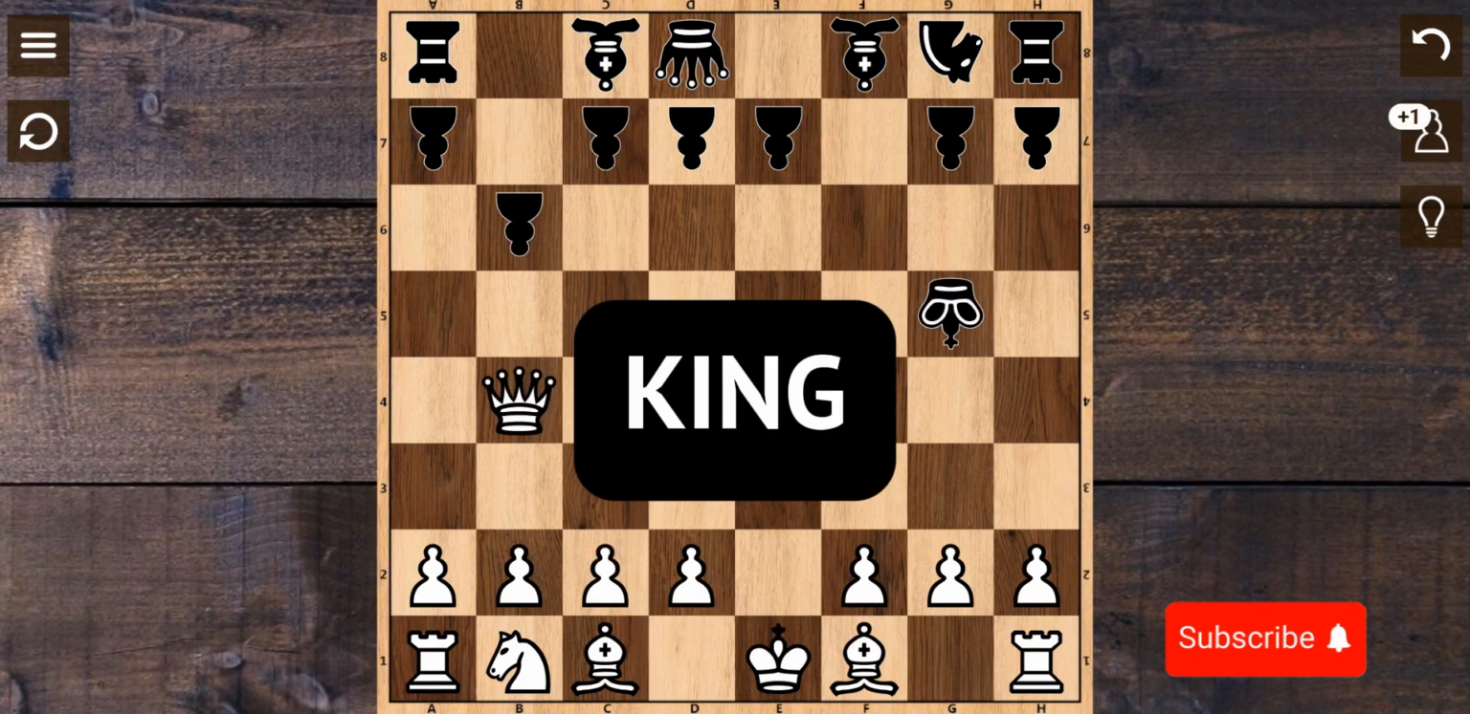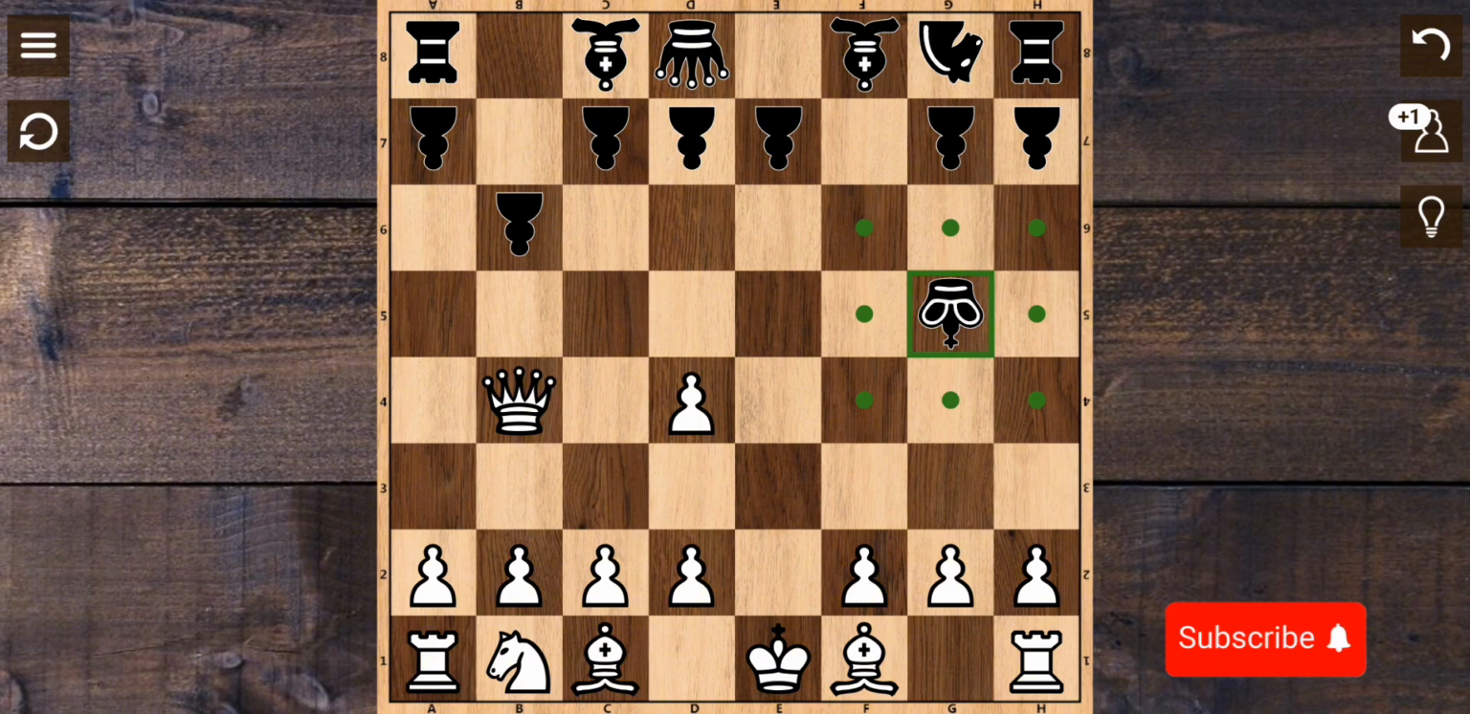Let us talk about the king. The king moves to any square away from its current position, but it's limited to only 1 square distance. The special move of the king is castling, and we have already talked about it earlier in this video.